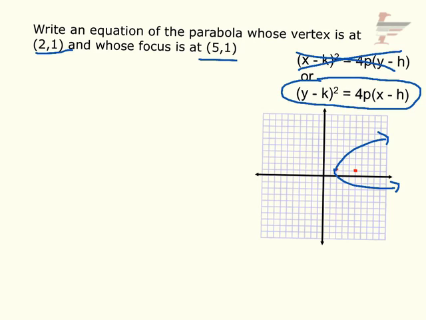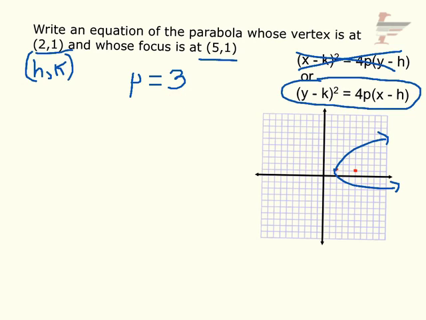But I know my vertex is (h, k), so h is going to be 2 and k is going to be 1. The distance between my vertex and my focus point happens to be 3 units. I can just count that, 1, 2, 3, but I can also see from 2 to 5 is a distance of 3. So that means p is going to be 3. Again, I can't stress to you enough, p is the distance from your vertex to your focus point, 3 units. And it's going to the right, so it's positive. If it were going to the left, my focus point would be to the left, hence p would be negative.